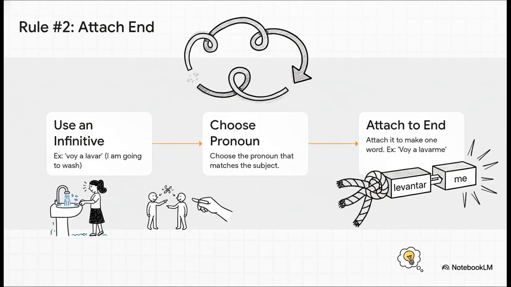Now, the only other option is to attach the pronoun directly to the end of a verb that's still in its original form, the ar, er, or ir version. That's called the infinitive. So if you're saying I am going to get up, which is voy a levantar, you literally just glue the me onto the end, and it becomes one new word, voy a levantarme.